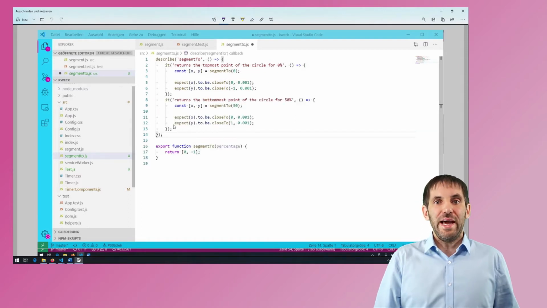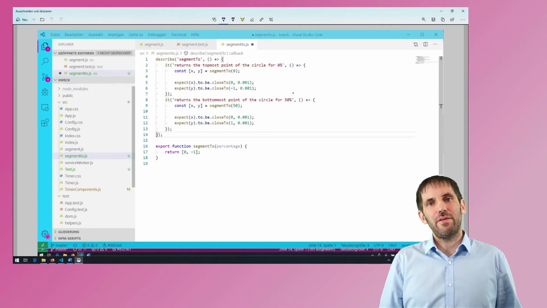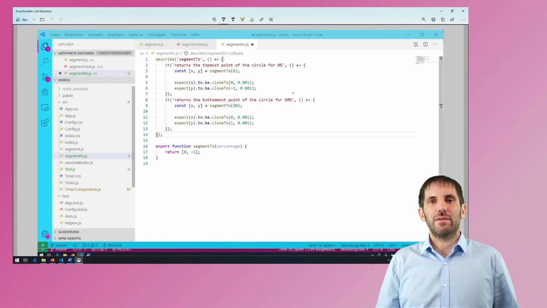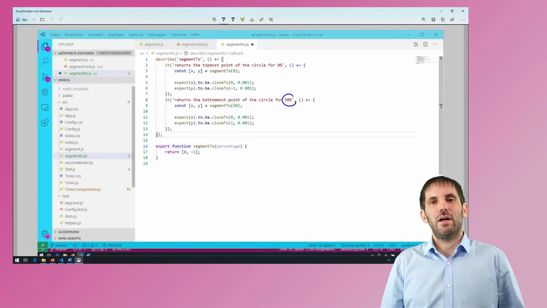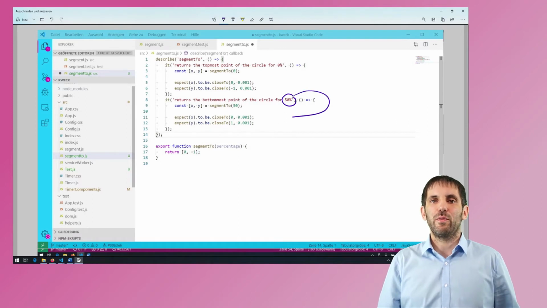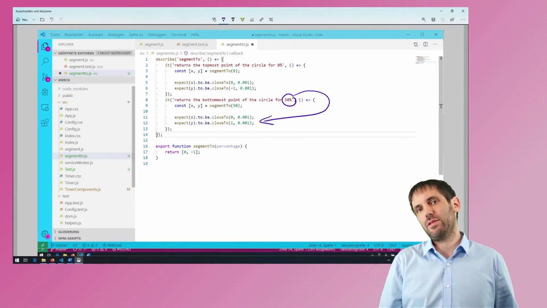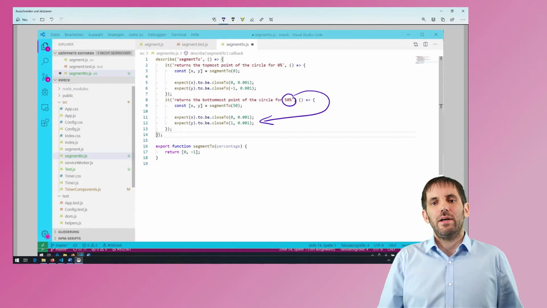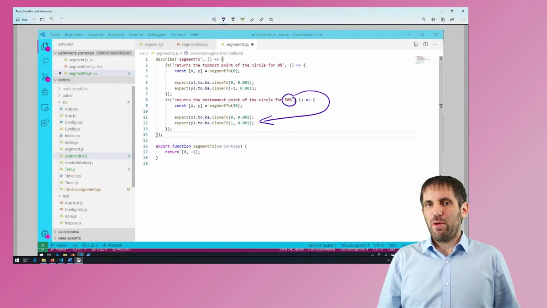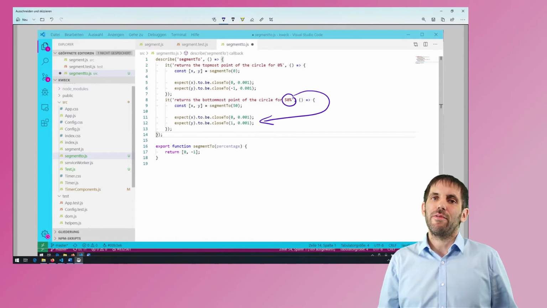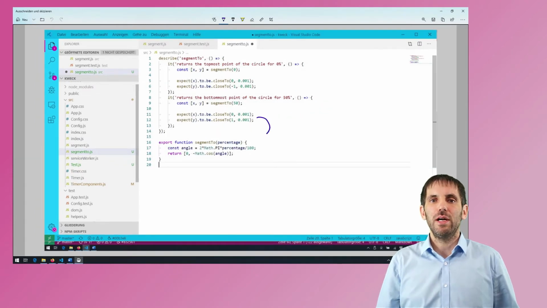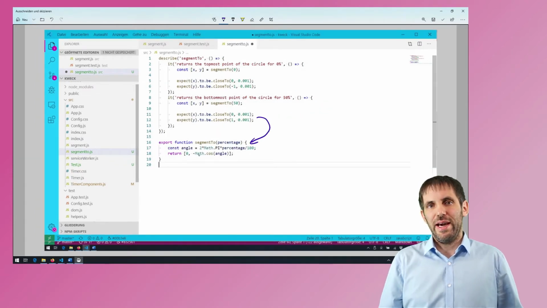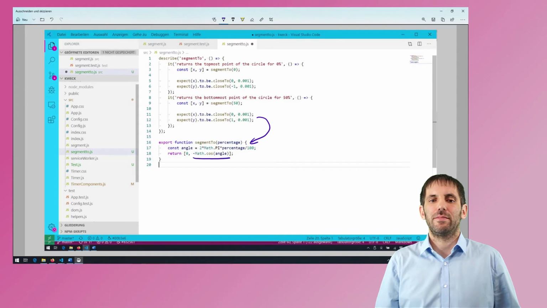I used the next test to pin down the formula for the y coordinate. So I already knew that it would be either sinus or cosinus with a sign or not. And by looking at the fake implementation that I did before, I knew that it had to be minus cosinus.